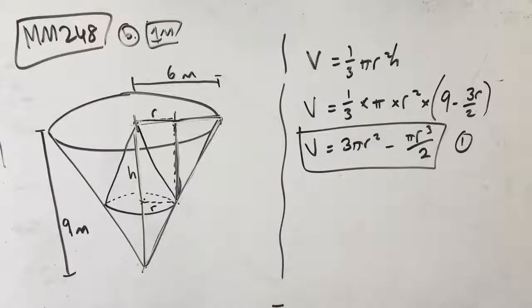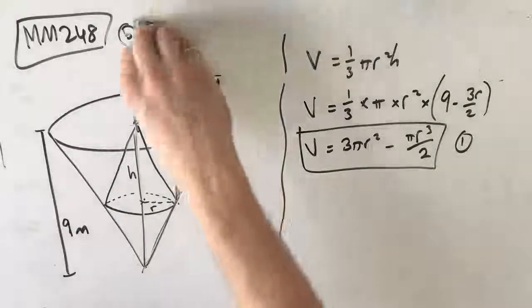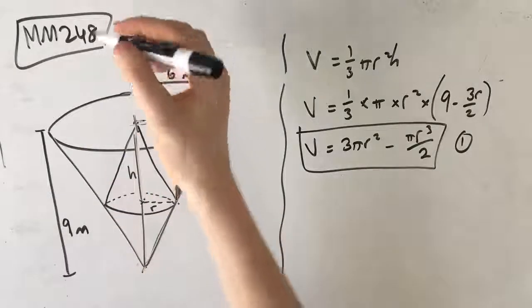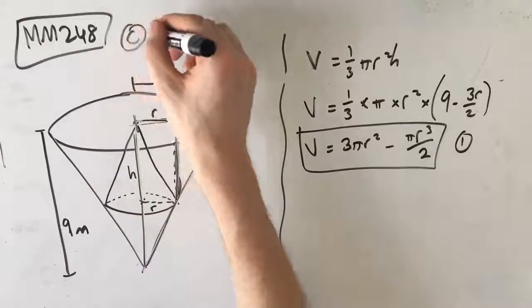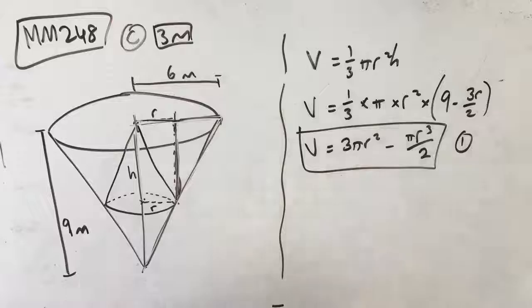Let's move on to part C. Part C asks us to find the value of r for which V is at a maximum and state this maximum volume. So part C is a 3-mark question.